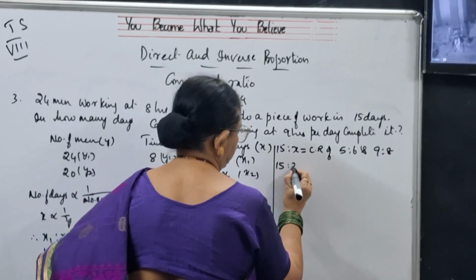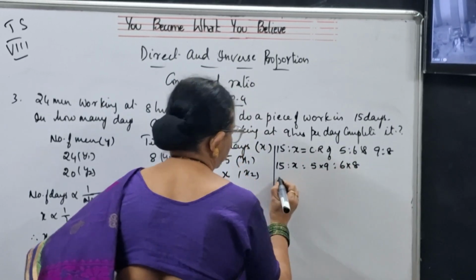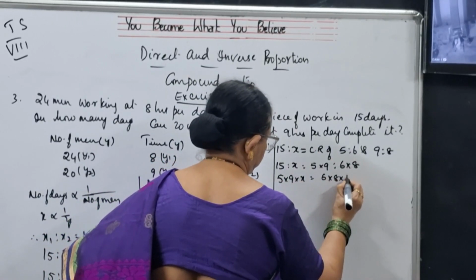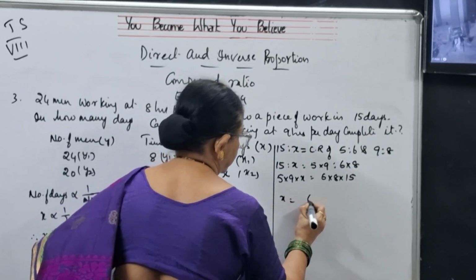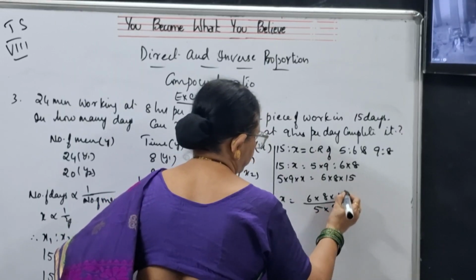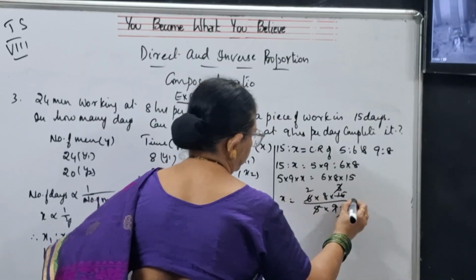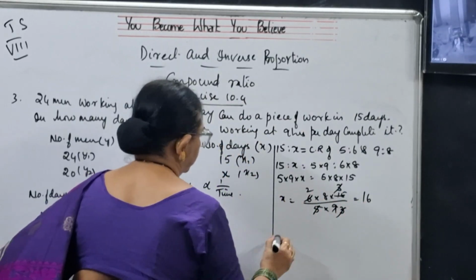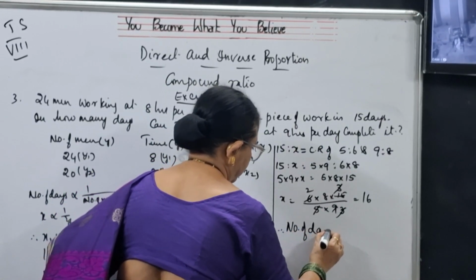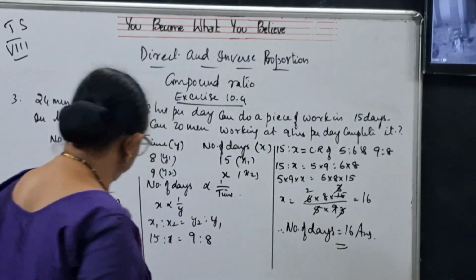So 15 is to x is equal to 5 into 9 is to 6 into 8. So 5 into 9 into x is equal to 6 into 8 into 15. So what is x? 6 into 8 into 15 by 5 into 9. 5 ones are 5, 5 threes are 15, 3 ones are 3, 3 threes are 9, 3 twos are 6, 2 eights are 16. Therefore, number of days is equal to 16. This is the answer for this problem, children.